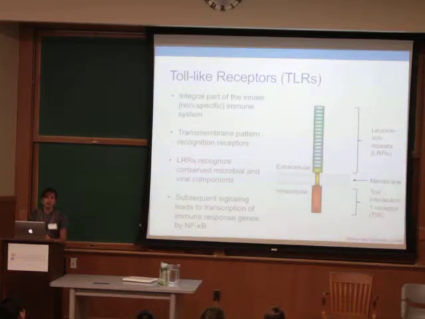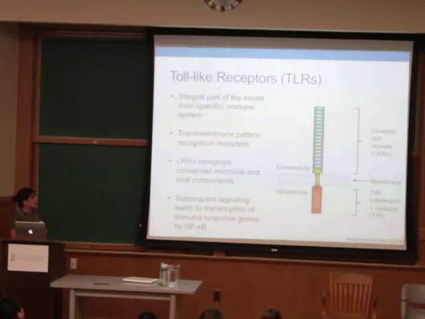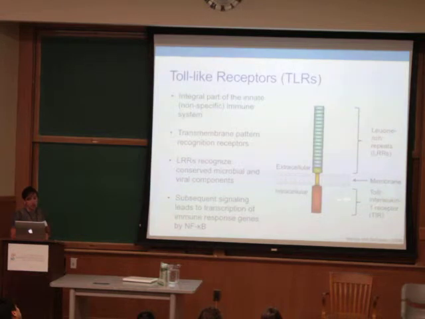In mammals, toll-like receptors have essential roles in the direct recognition of infectious agents. Binding of microbial ligands to this extracellular leucine-rich repeat region activates the receptor and triggers a signal transduction cascade inside the cell that leads to the activation of transcription factor NF-kappa B and subsequent transcription of immune response genes.